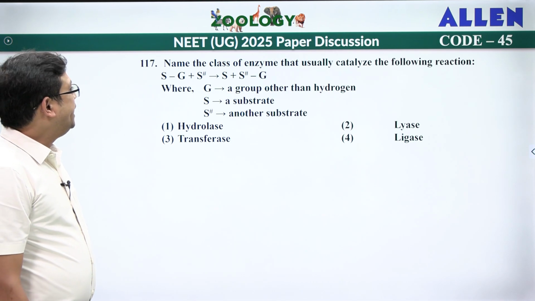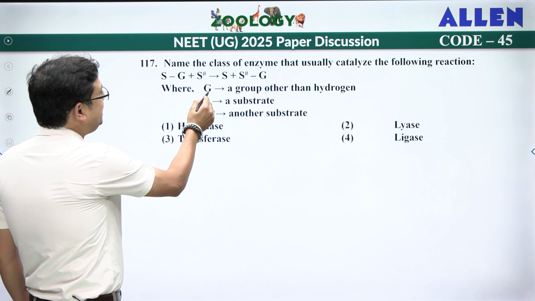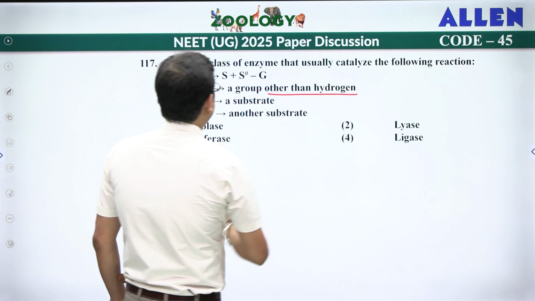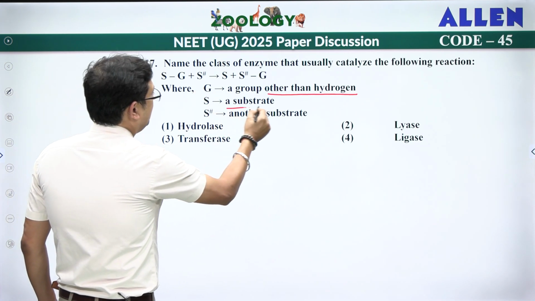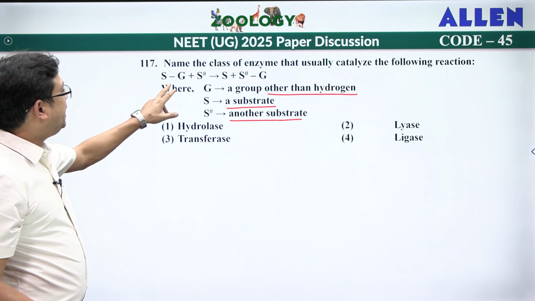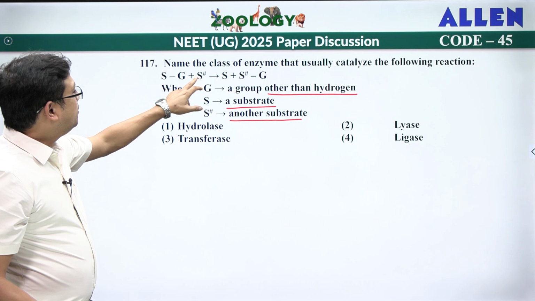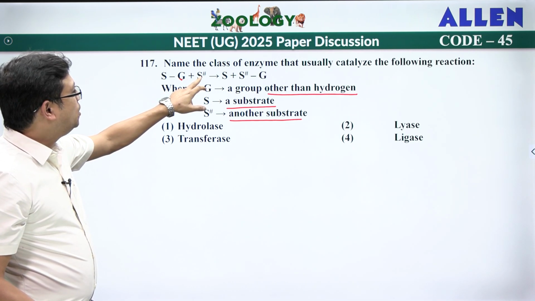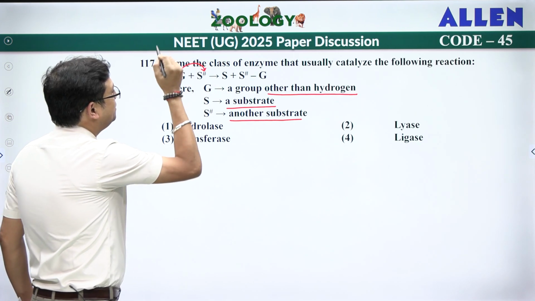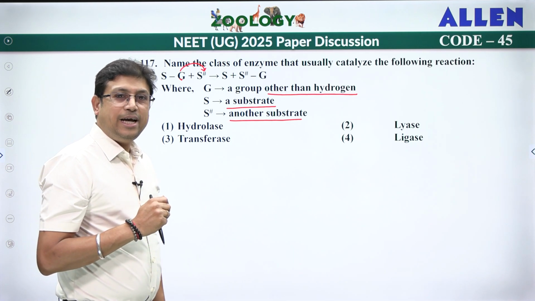Next. Name the class of enzyme that usually catalyzes the reaction. So you know that G is a group other than hydrogen. S is a substrate and S dash is another substrate. So in this reaction you can see that this G is replaced and it is attached to S. That means I can say this G is transferred to S. And there are 2 enzymes which help in transferring.